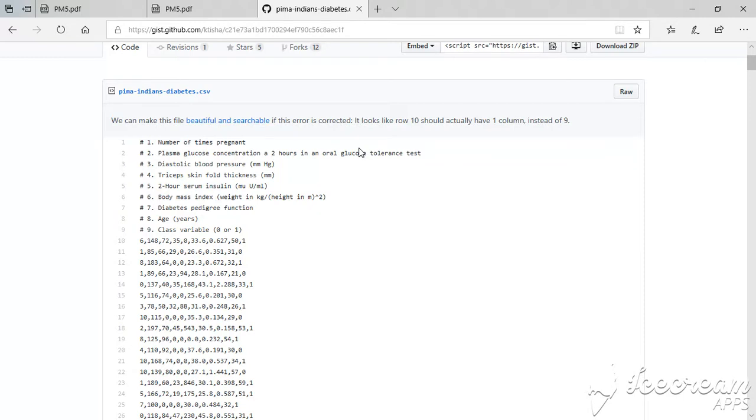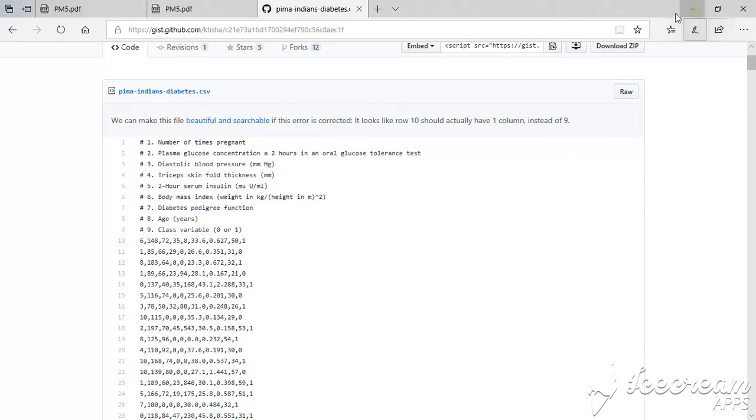Their diastolic blood pressure, that's the number at the bottom, is like 130/80. Diastolic would be the 80. Tricep skin fold thickness, we didn't do anything with that. 2-hour serum insulin, we looked at that, but it didn't produce anything interesting. Body mass index. Diabetes pedigree function is some sort of statistical model that we ignored. Age and class variable we also ignored because I couldn't find any documentation about what that actually means.